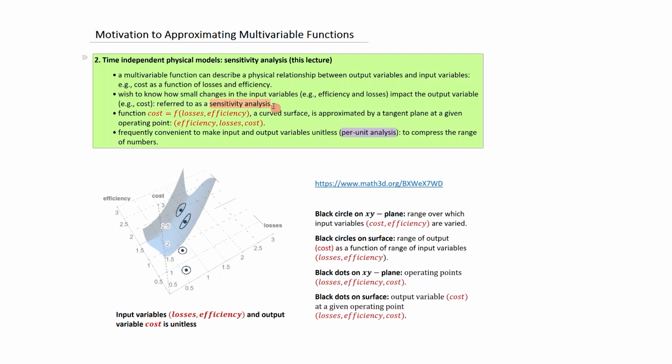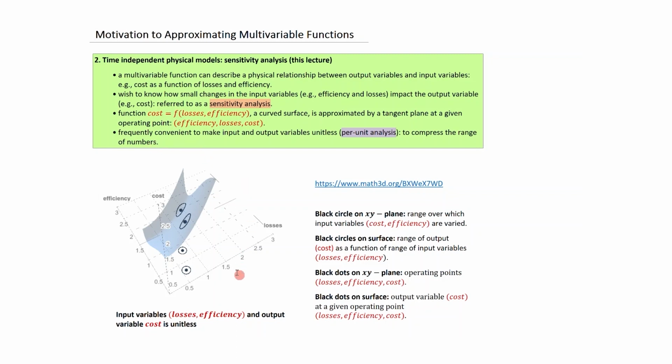This is referred to as a sensitivity analysis. The function, which is cost as a function of loss and efficiency, is a curved surface. It's approximated by a tangent plane at a given operating point. The operating point would be efficiency, losses, and the corresponding cost for those 2 points. Frequently, it's convenient to make input and output variables unitless. We also call this a per unit analysis, to compress the range of numbers. It just makes things, from a calculation point of view, sometimes much easier.